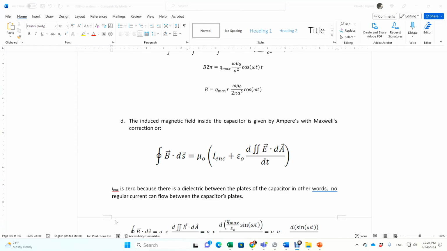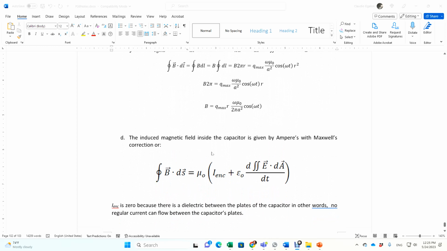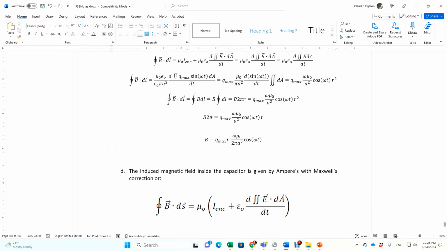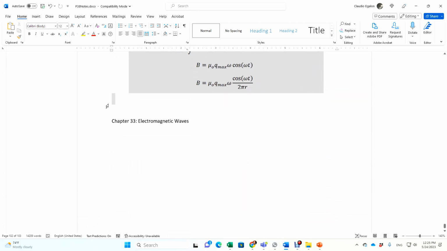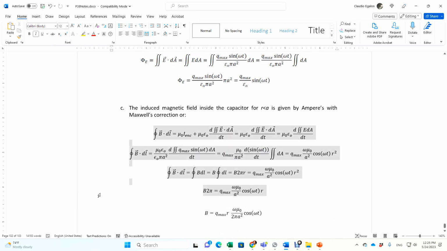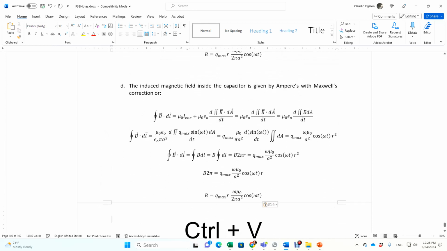Now we will repeat that for the case in which the positions are greater than the radius of the capacitor, right? The procedure that we follow is very similar to what we did in the previous problem. I'm going to erase this one here so you can do the step by step. I'm going to just copy this one and show you exactly where the difference is in this magnetic field.